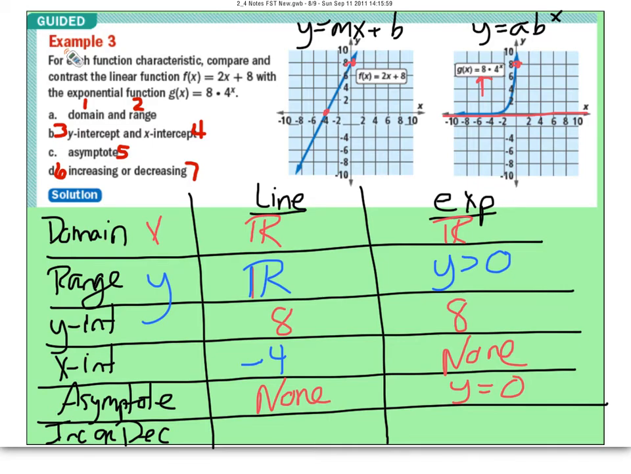Now in terms of are these functions increasing or decreasing, as you read it left to right, this function is increasing, and left to right, this function is increasing. So both of these are considered to be increasing functions.